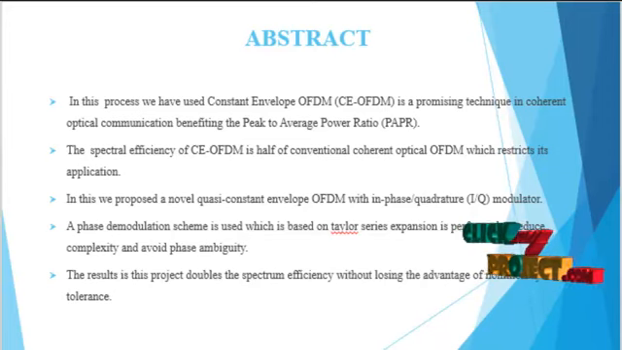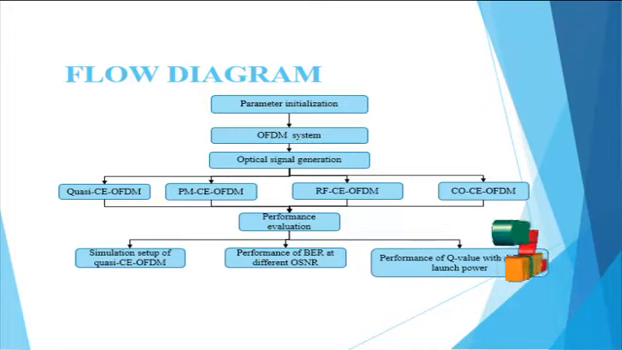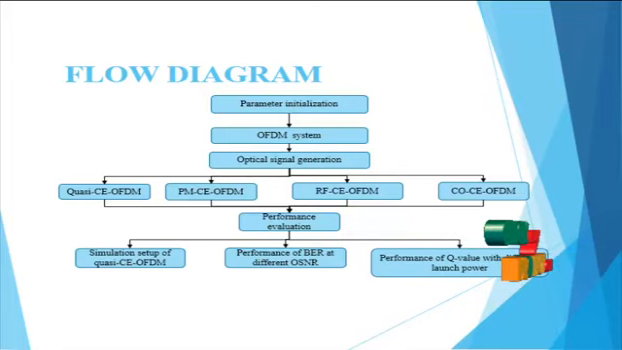We are going to discuss the flow diagram of this project. In this, the first block is parameter initialization. This is used to initialize all the parameters that are necessary for the project, and we can use them in the coding by initializing them. Then the second block is the OFDM system. This project has been done through the OFDM system.